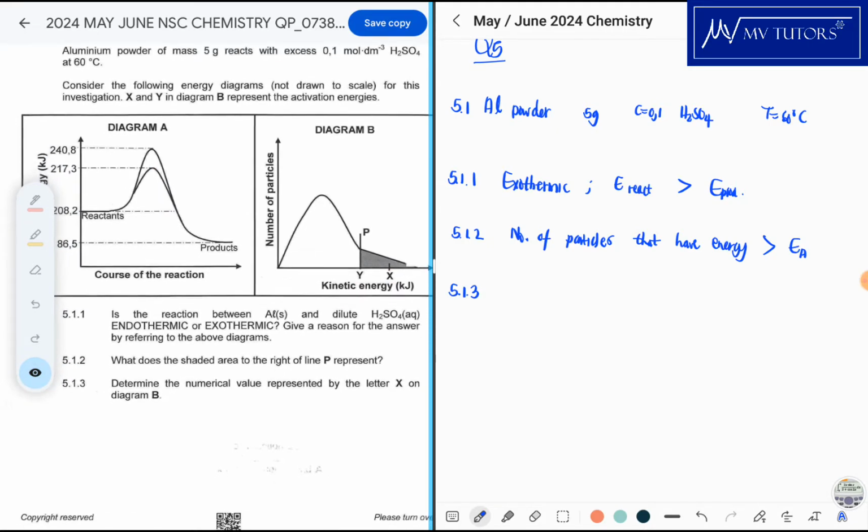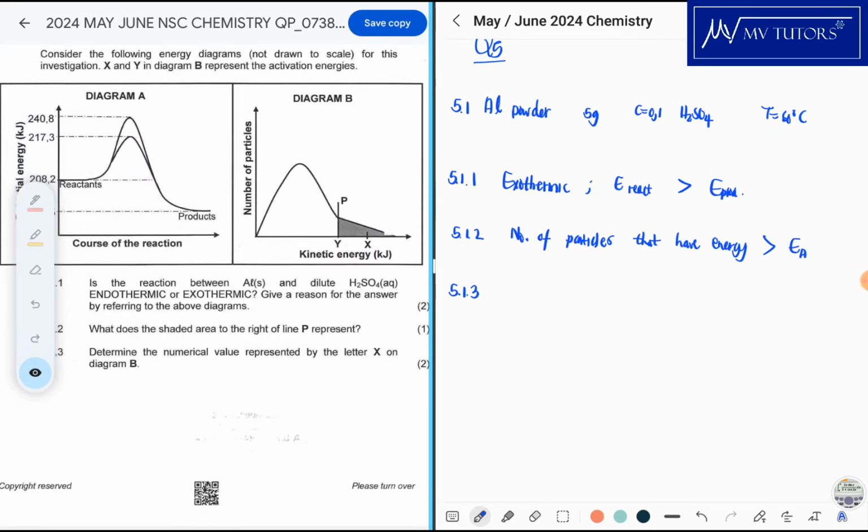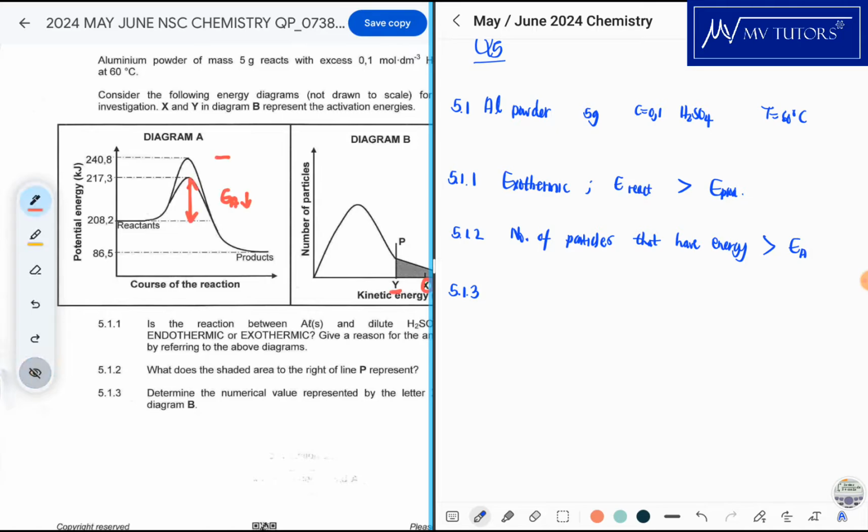Okay, so now here you have potential energy. So be careful not to just say that X is 240,8, no, that 240,8 is the potential energy. Now what would be the kinetic energy?